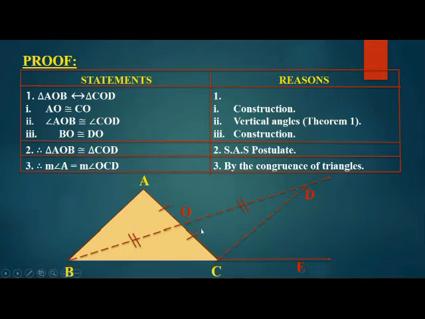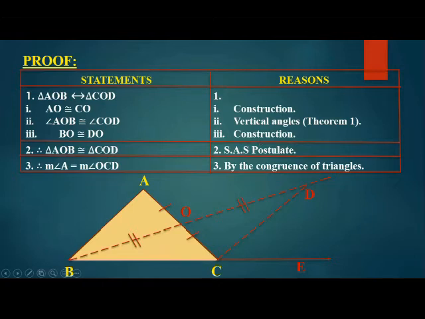How do we know that? Because of the vertically opposite angle theorem, which was theorem number 1, in which we concluded that whenever two lines intersect, this is line number 1, this is line number 2, the vertically opposite angles so formed are congruent to each other. We have proved it in the previous theorem, so we don't have to prove it over here. We are sure that these two angles are congruent to each other. Now, BO is also congruent to DO. This is BO and this is DO. So they are also congruent to each other. How do we know? Because we have constructed it in such a manner.